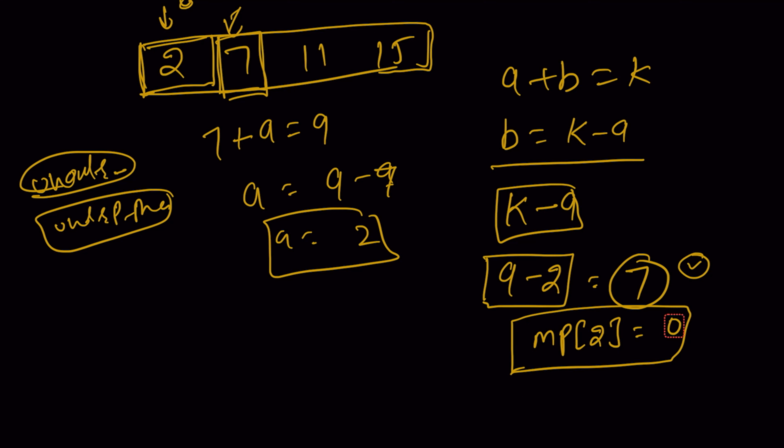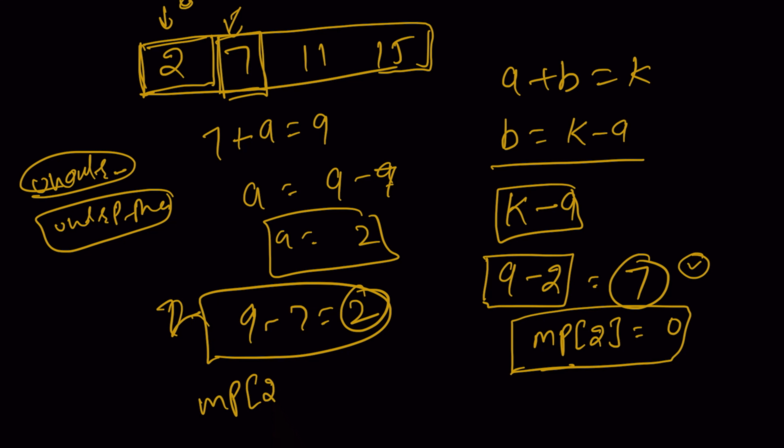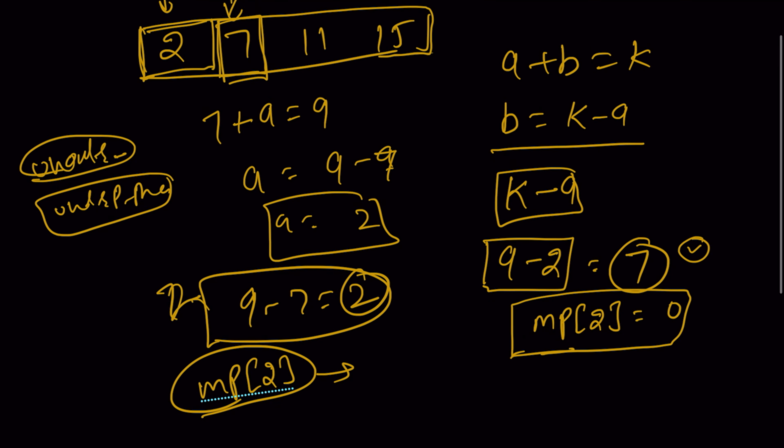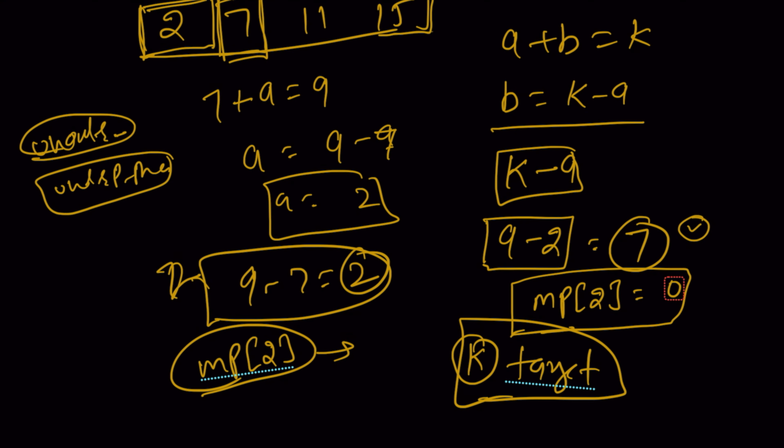Now at 7 I will check if 9 minus 7 is present or not, that is 2. This will return yes, mp of 2 is present. So we can say that in this list there are two numbers whose sum adds up to our target number k. Okay, now it's time to code it. After that I can give you another example to explain it.